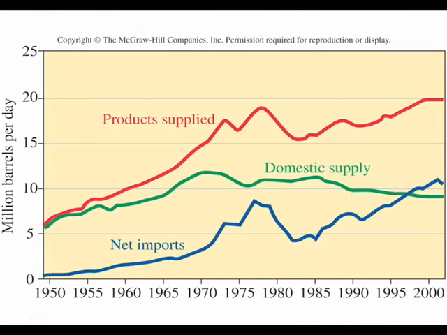Okay, this is how many millions of barrels a day. This is our domestic supply, pretty stable. This is for the U.S. Net imports have gone up. This is the oil embargo. They went down somewhat as we reduced our uses by increasing the fuel efficiency of our cars.